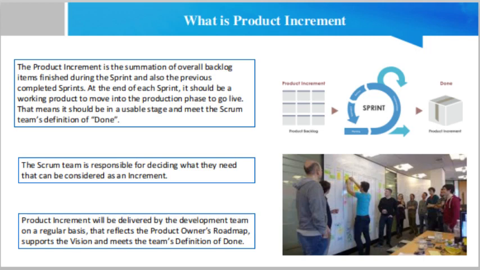Now, what is the purpose of product increment? Friend, the Scrum team is responsible for deciding what they need that can be considered as an increment. This may significantly vary for the Scrum teams, but the team members must share knowledge of what work they have to complete. It is used to estimate when the work will get completed on the product increment. This helps in guiding the team members in picking the product backlog items during the sprint planning session.